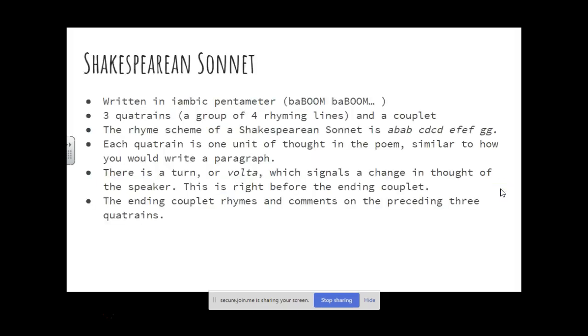Okay. So, a Shakespearean sonnet is one type of sonnet, okay? Sonnets are typically always 14 lines. How many lines? 14. They're structured in different ways depending on the sonnet. So, in Shakespearean, it's written in iambic pentameter.